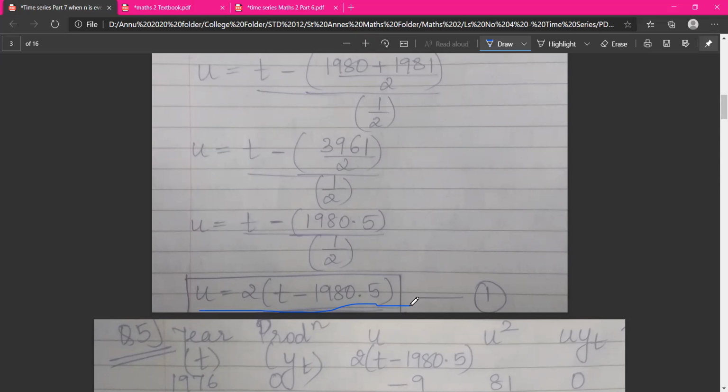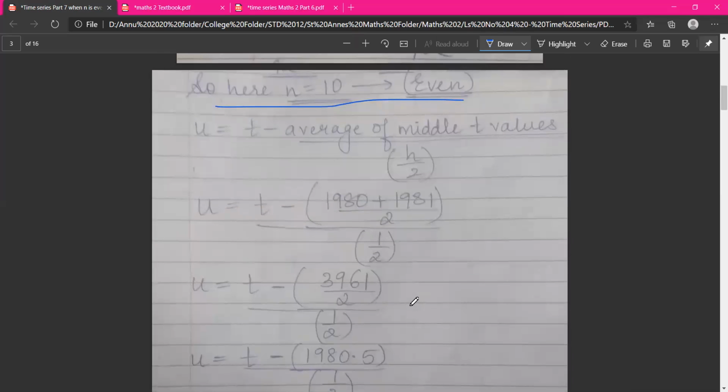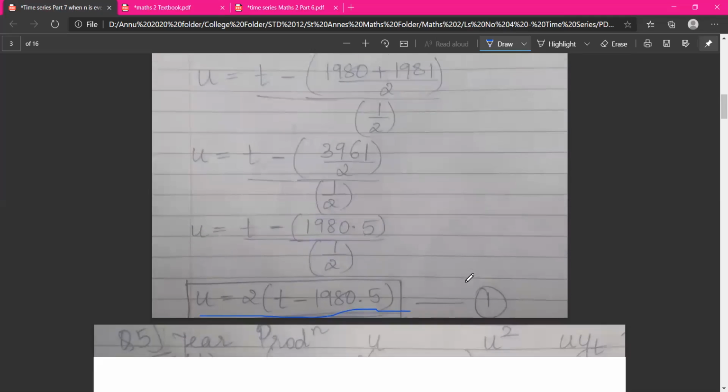So I hope now you followed class. The only difference is in calculating u. Whenever you have even numbers, you will always get 2 years in the center. So you have to add them and divide by 2 to take their average, and at the same time the difference has to be divided by 2. The difference was 1 over here, back to back, so for this I took 1 by 2.